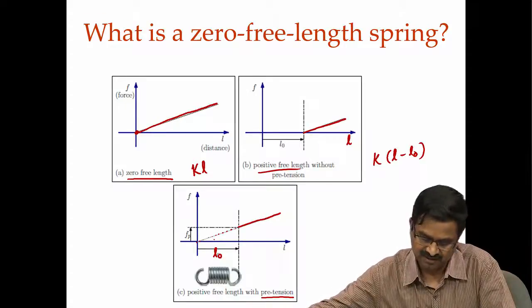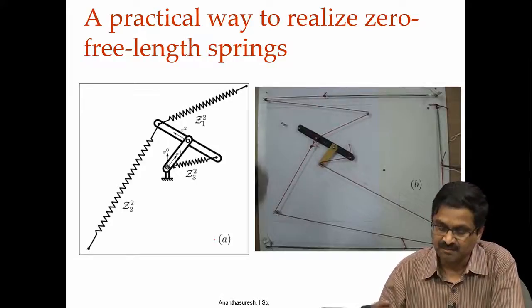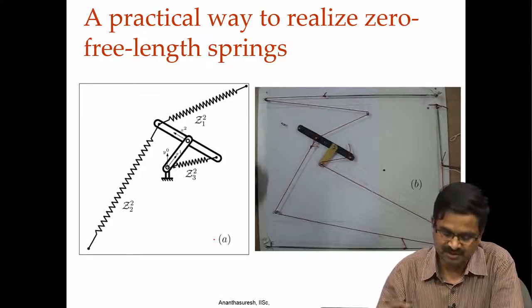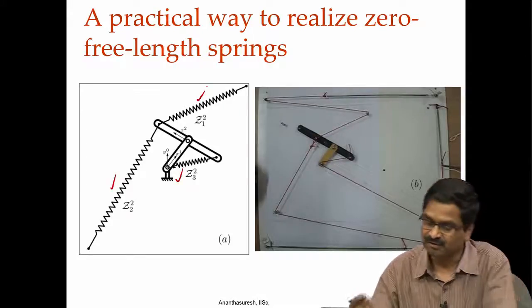There is another clever way, you do not need any special spring, you can take normal springs and make them 0 free lengths. In this particular case, these springs are all 0 free lengths. How do you achieve it here?